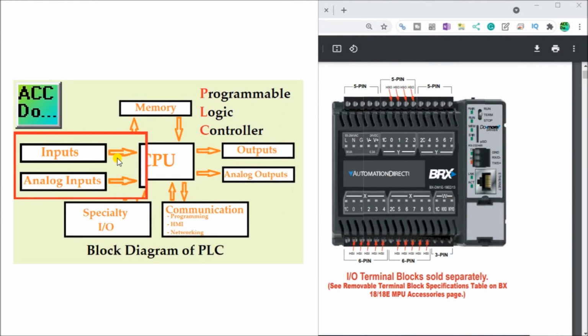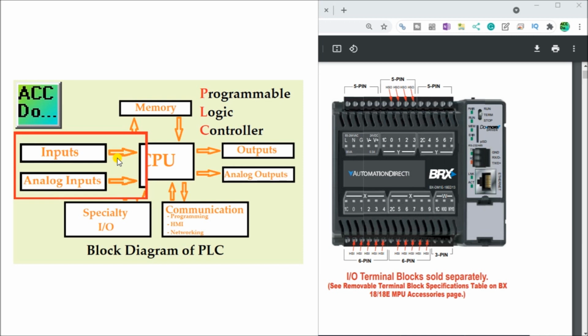Hi everyone. We will be continuing our PLC Learning Series looking at inputs. Now PLC inputs are one component of our PLC block diagram. The output actions of the PLC will be controlled based on the inputs. We'll be looking at the digital and analog inputs that can be wired to the programmable logic controller.